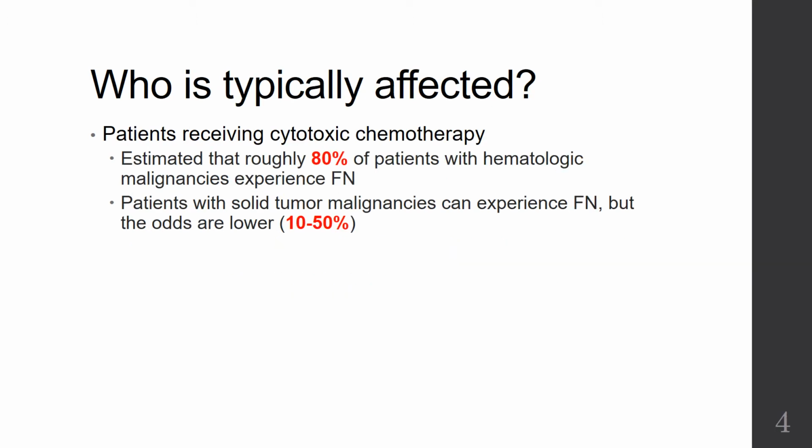So who is this typically affecting? It's mainly affecting patients that are receiving or have recently received cytotoxic chemotherapy. And I feel like a main distinction to make here is that there is a difference in the risk depending on cancer type. Patients with some form of hematologic malignancy are going to experience febrile neutropenia to a much greater extent, estimated to be 80% of patients with some type of blood cancer. Whereas patients with solid tumor malignancies have a lower risk of developing febrile neutropenia, more in the 10 to 50% range.